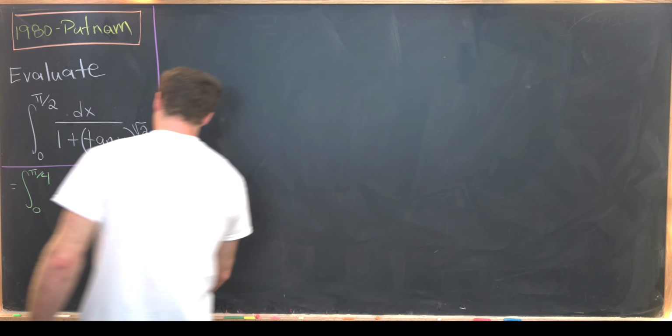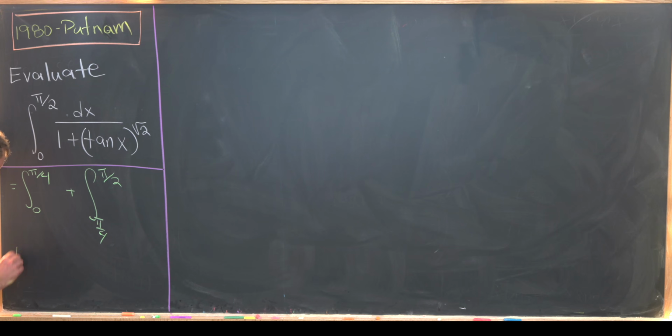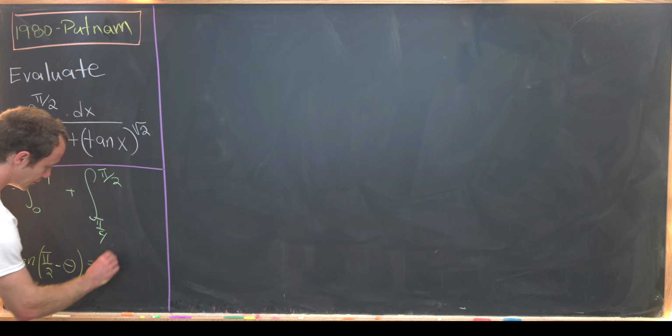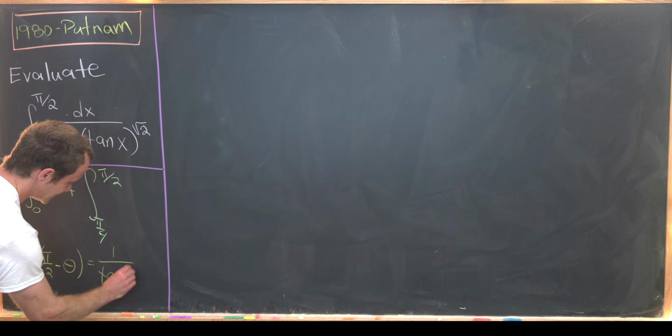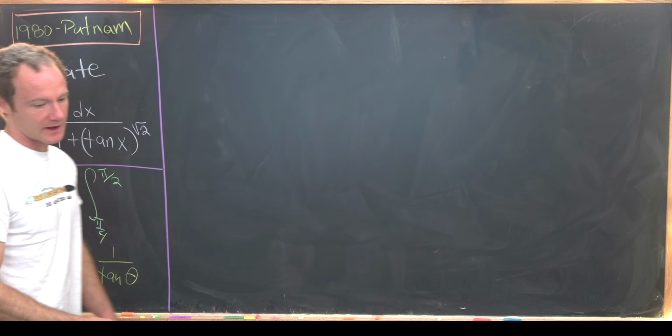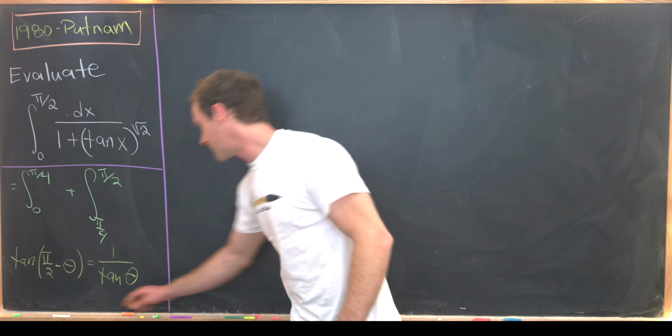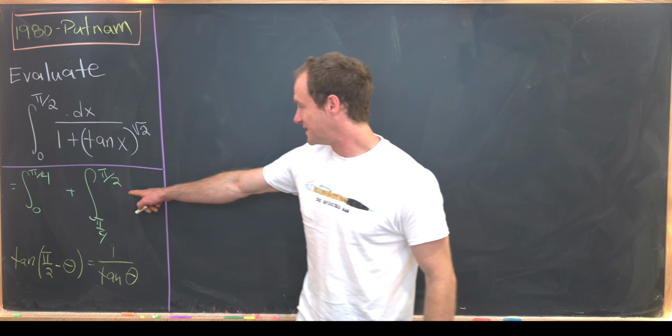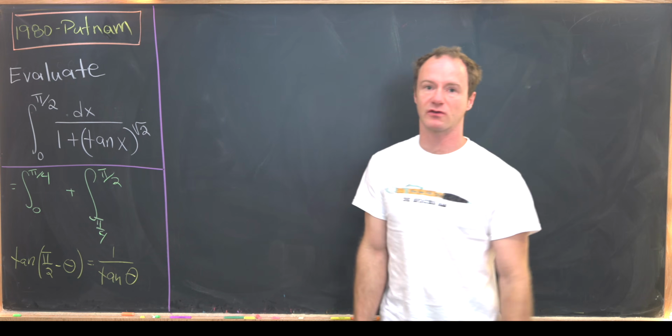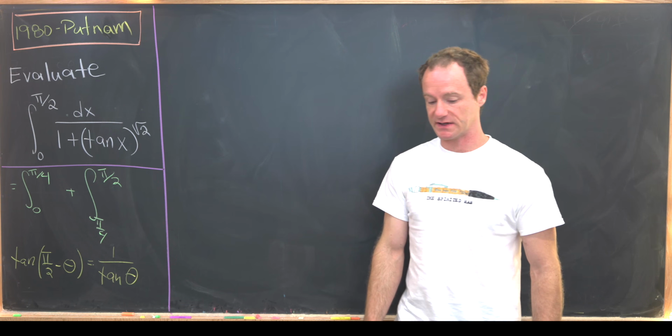So I want to use the following fact, and that is that tangent of pi over 2 minus theta is equal to 1 over tangent of theta. Okay, great. So keeping that in mind, we can actually use this sort of separation of the integral in order to evaluate it quite nicely.